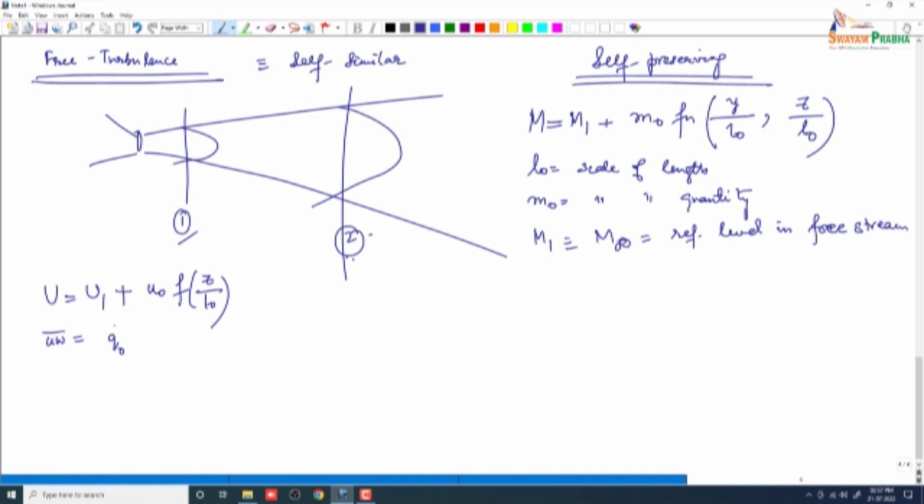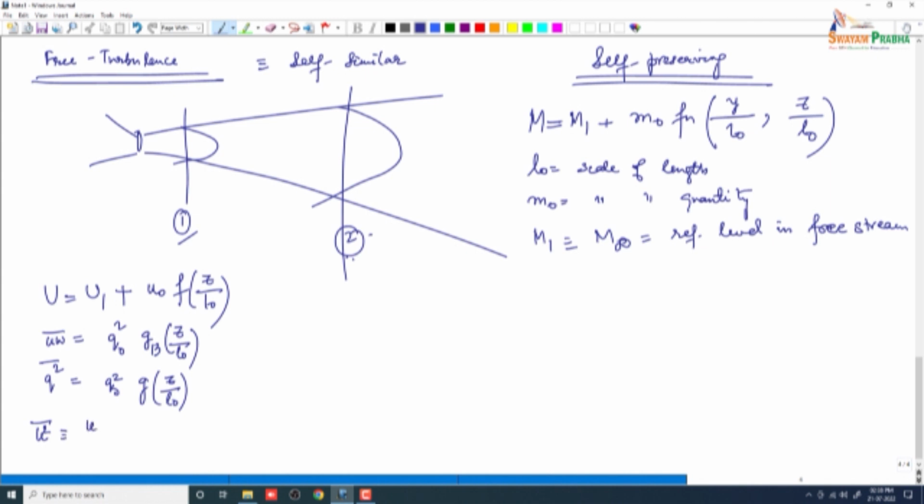U1 is essentially U infinity, and small u is the scale of the quantity itself, the velocity itself, and which is a function of z by L naught. Okay. So let me write down these various distributions. So in a normal sense, while we use the u infinity or u, right, here we have a distribution. This distribution is, if the flow has to be self-preserving, then it needs to follow such a distribution. That's the point.